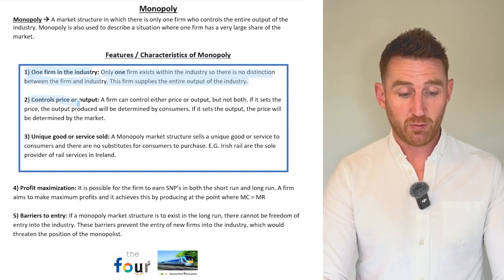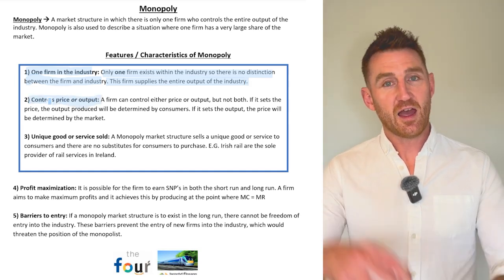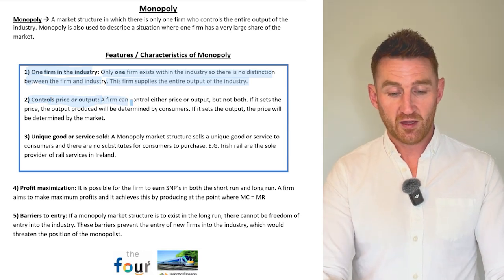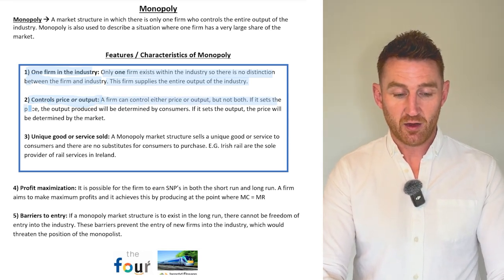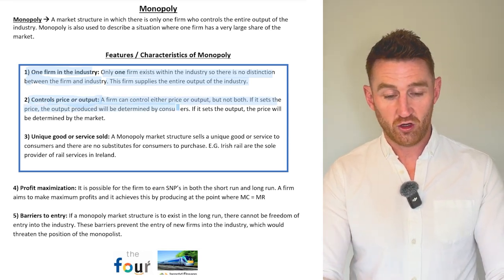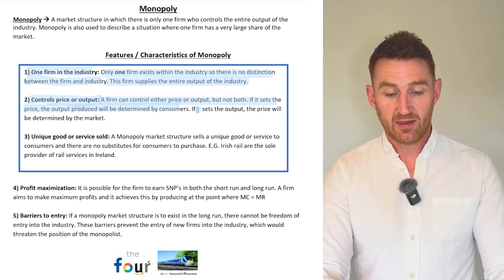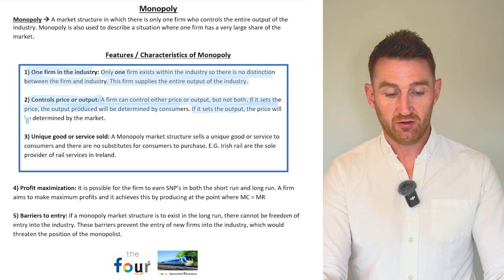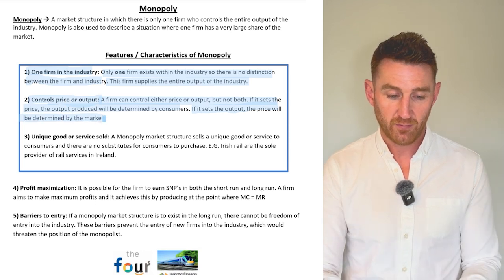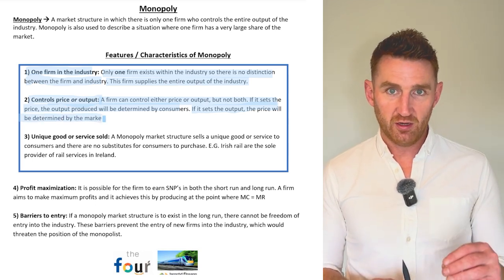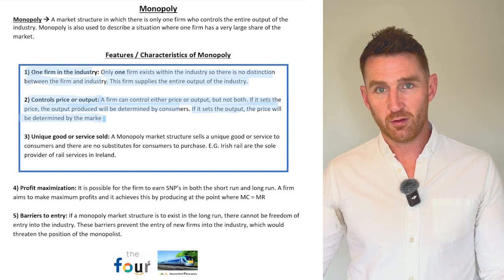The next one is the monopolist controls price or output. They can't control both price and output. What they can do is set the price and the output produced is determined by consumers, or they can set the output and the price will be determined by the market. The third point there is a unique good sold, and it's unique because there are no substitutes.